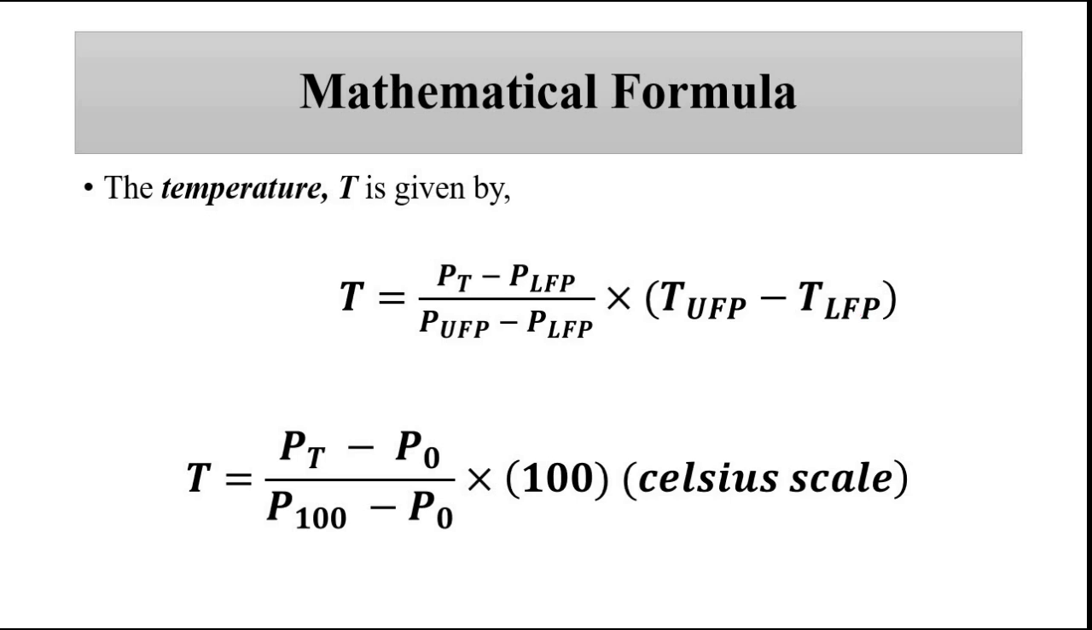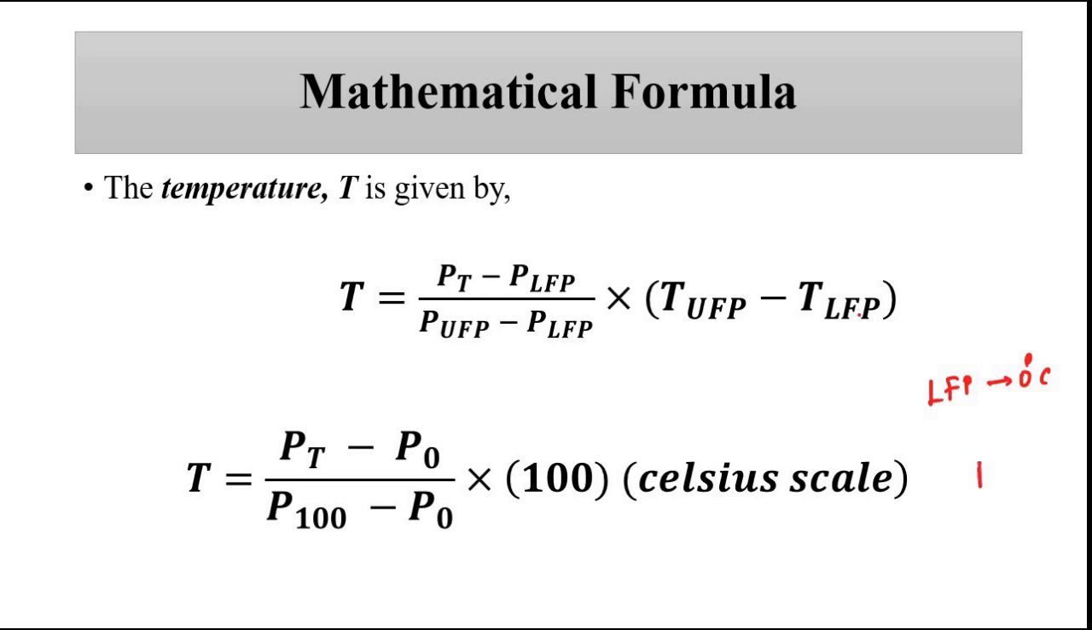So this is the thing. For the Celsius scale, it will look something like this. The specific temperature is equal to the pressure reading which we get at the specific unknown temperature minus the pressure at 0 degrees Celsius, which is the lower fixed point for the Celsius scale, divided by the pressure at the upper fixed point, which is 100 degrees Celsius, minus the pressure reading at the lower.